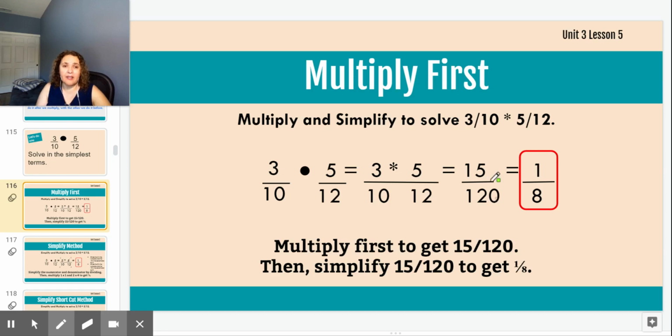Yes. Can I divide both by 10? No. Can I divide it by 15? Well, it looks like I can, but it's going to take us a while to do that. So let me show you a different way that you're going to arrive at the 1/8 way faster, because this is not in simplest form.